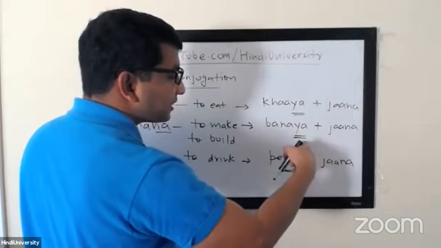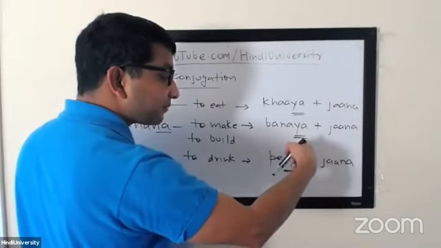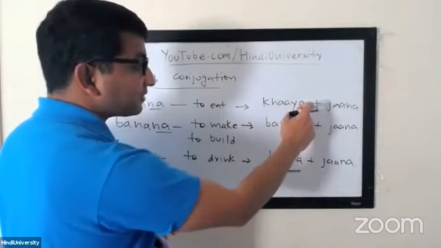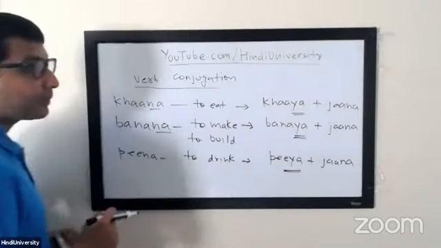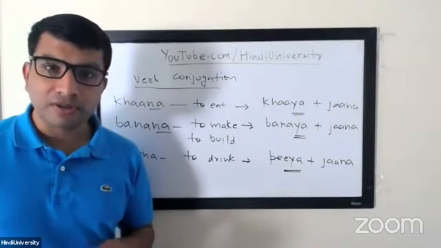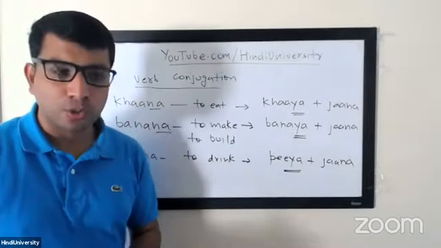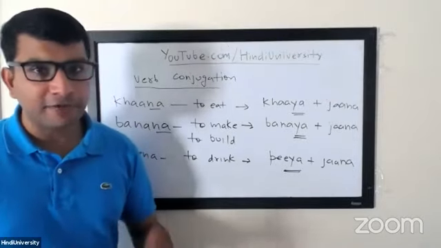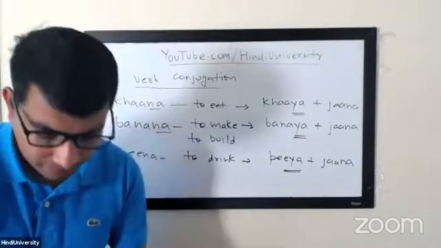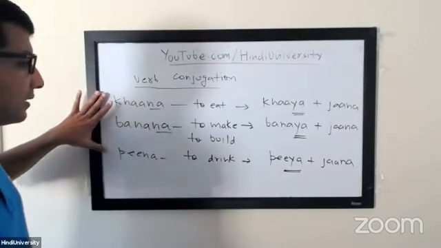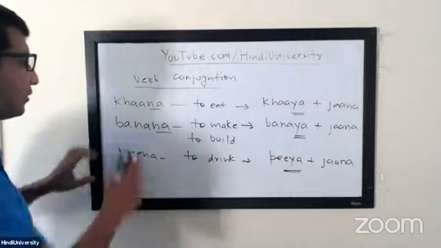If it is feminine singular, it's banai. If it is feminine singular, it's pi. If it is feminine singular, here it is khai. Hopefully, at least you are clear on this verb construction part. Now let's go over each of the cases. We have 5 cases. We'll go over all of them, and then let's see if all the construction that we learned is really used directly or not.